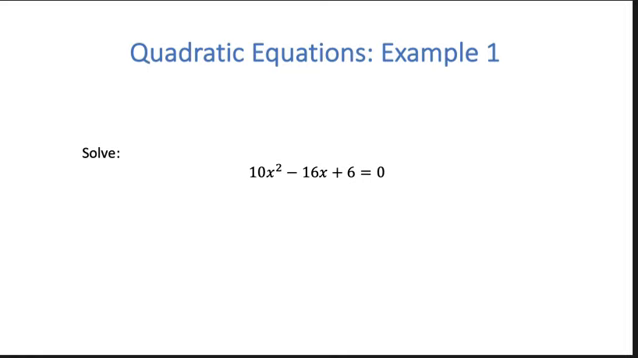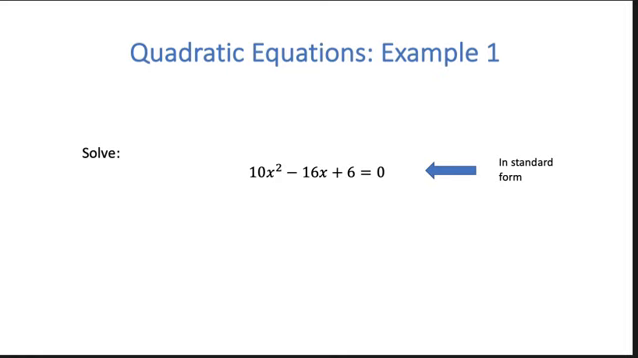So the next question says, solve 10x squared minus 16x plus 6. Well, we want that factored. So to factor this easily, remember from maybe if you took Math 085 or in your previous math class, you learned how to factor. So remember when we're factoring, we want to take out the greatest common factor. Well, the greatest common factor here is 2.